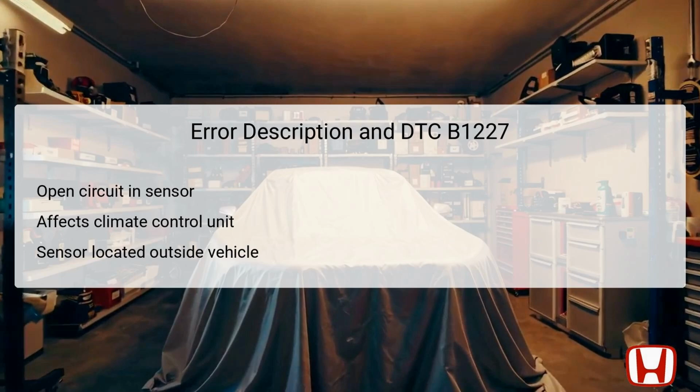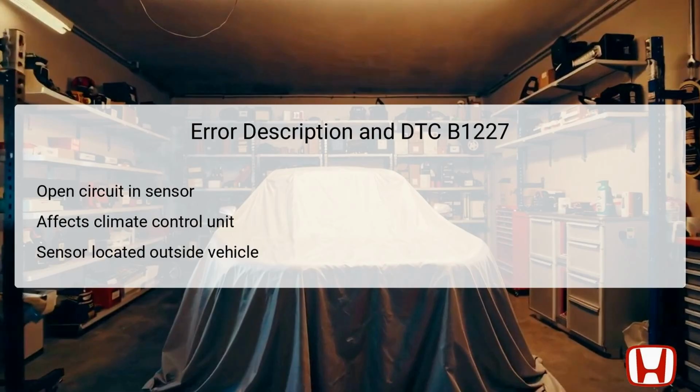DTC B1227 indicates an open circuit fault in the outside air temperature sensor. The outside air temperature sensor is located externally, typically at the front of the vehicle, where it can accurately measure ambient temperature. This sensor's primary function is to relay temperature data to the climate control unit, which in turn adjusts air conditioning and heating output.